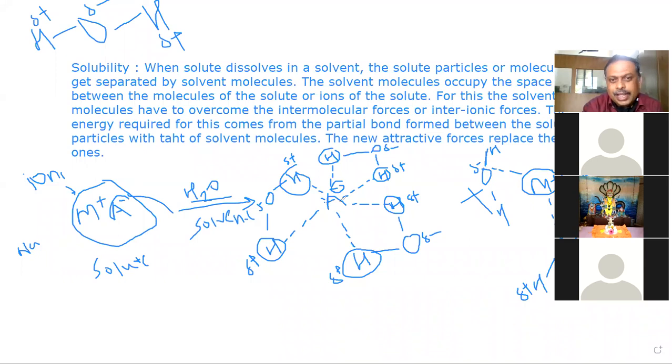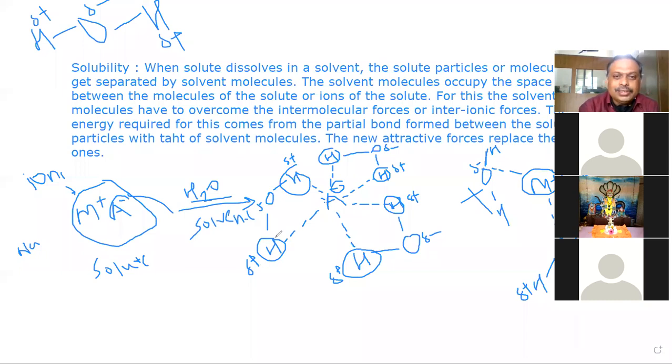म्हणून याच्यामध्ये H आणि A minus हा बॉन्ड तयार झालेला आहे. That means the negative ion is attracted towards the positive charge and the cations are attracted towards the anions. Therefore, M plus is attracted towards oxygen atoms with a partial negative charge. And the attractive force is very small.